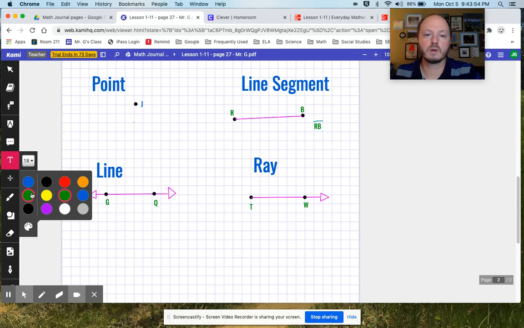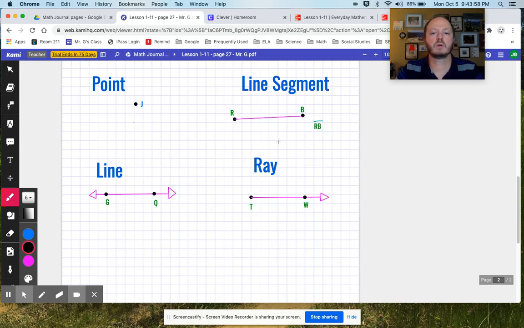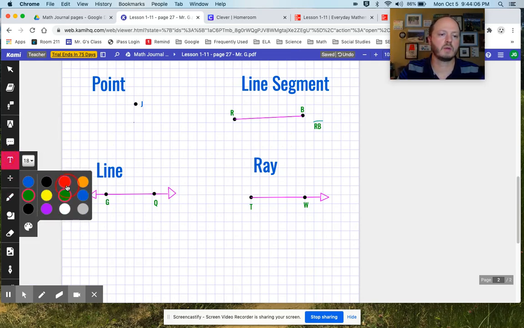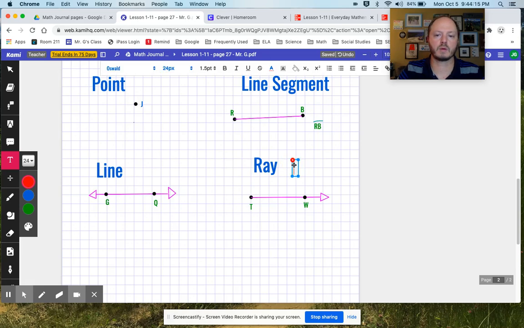That it's one direction. I realize I don't have my, so, ooh, geez. Never mind. I'm just going to go with a text box and red, and I'm going to make it extra big. I'm going to put it right here. I'm going to say one direction. Okay.